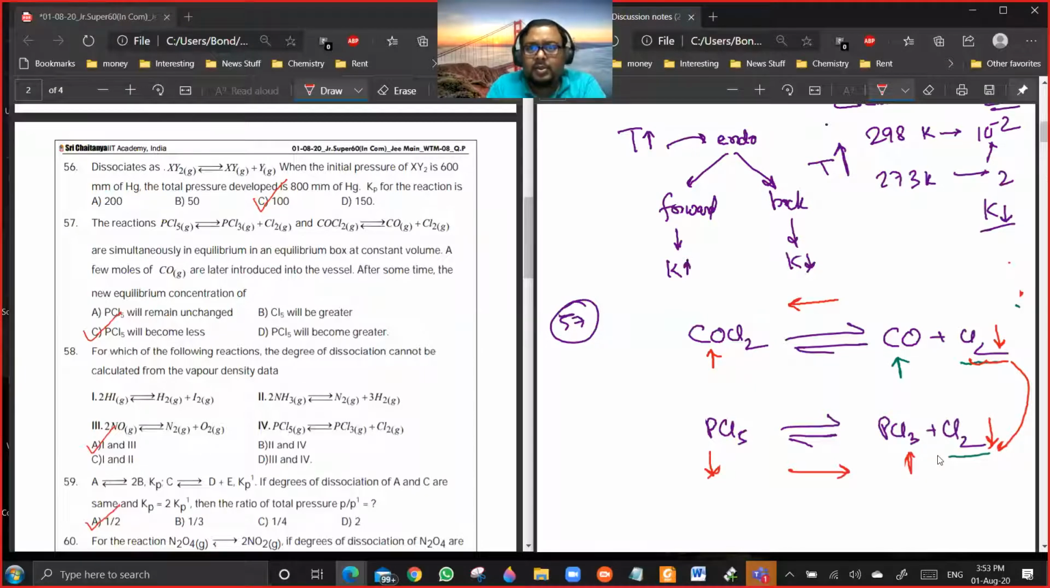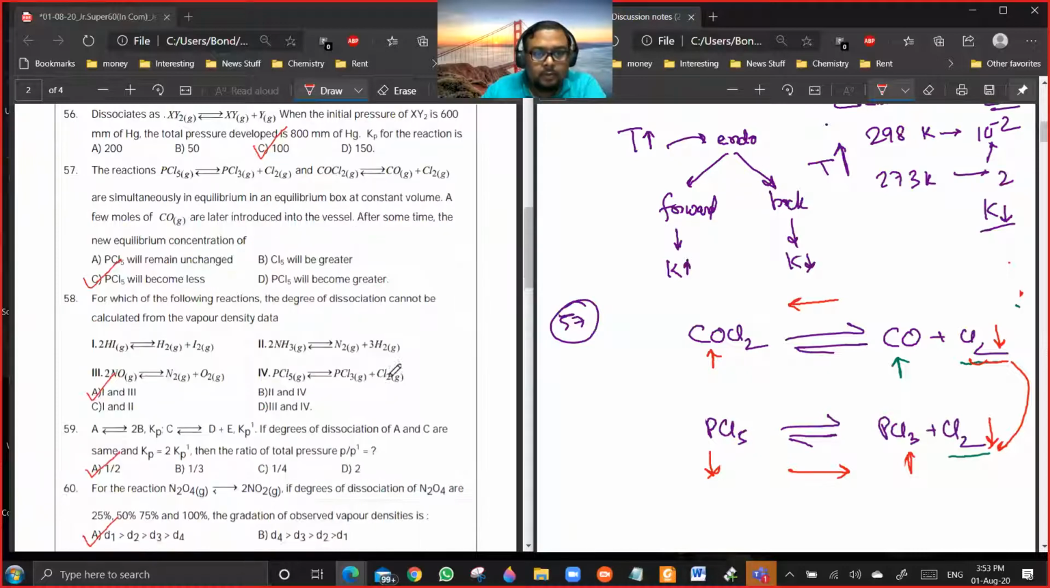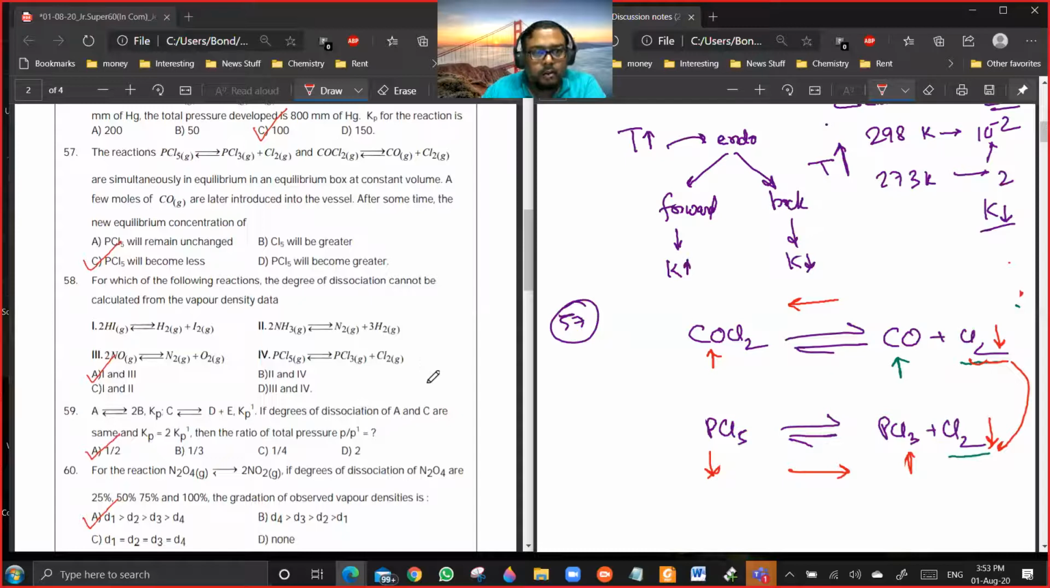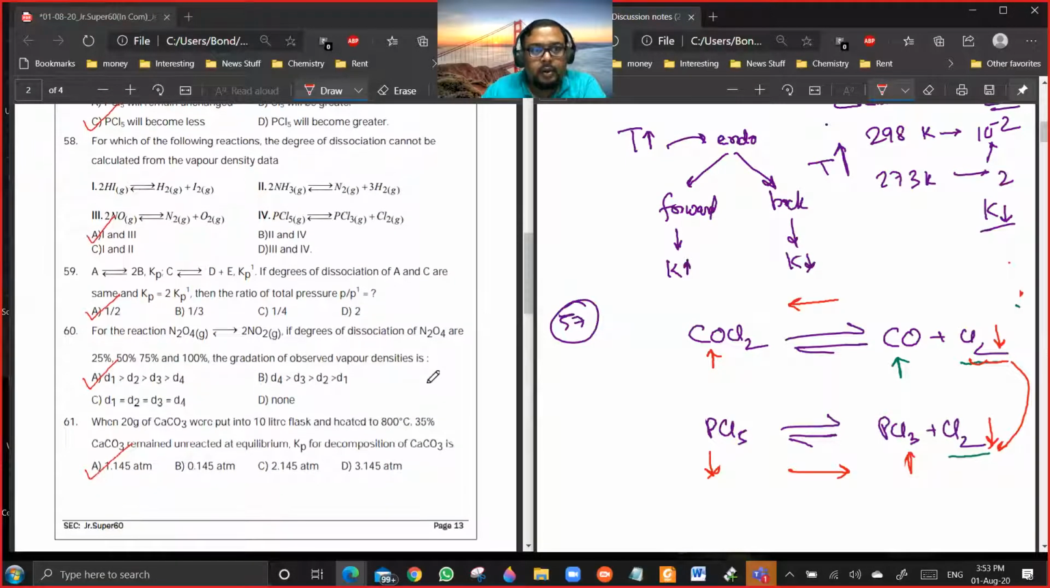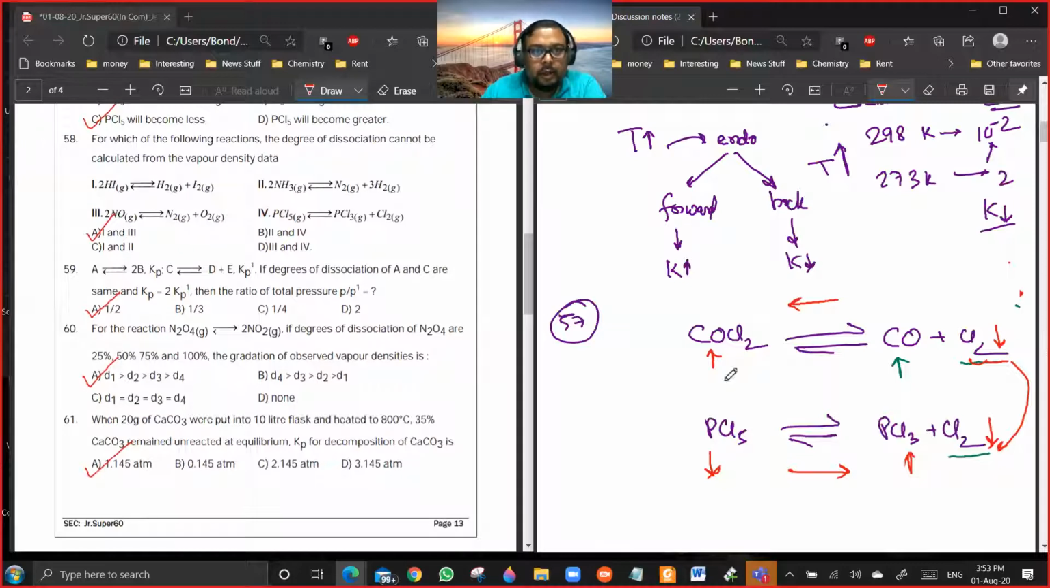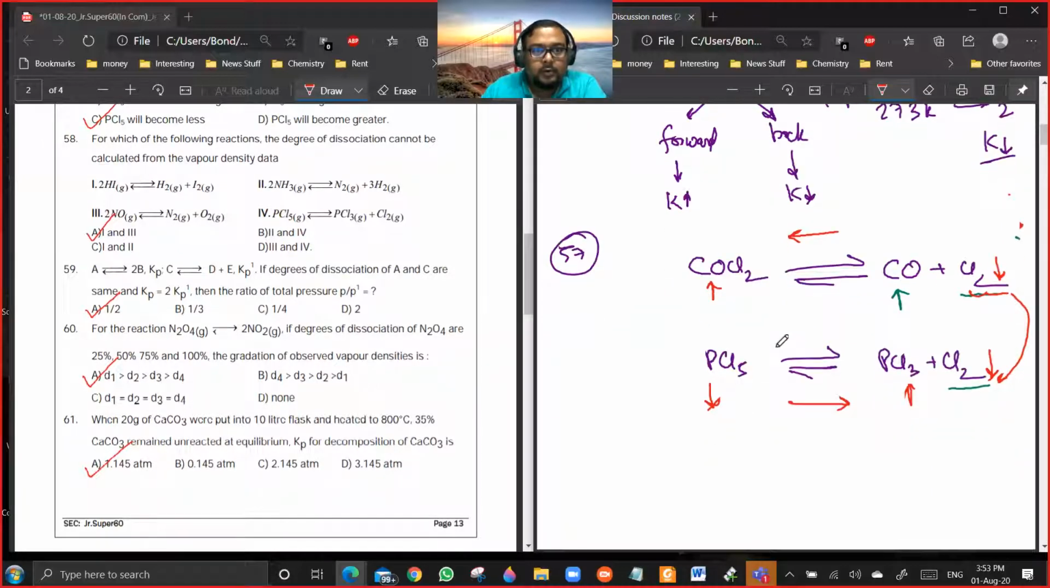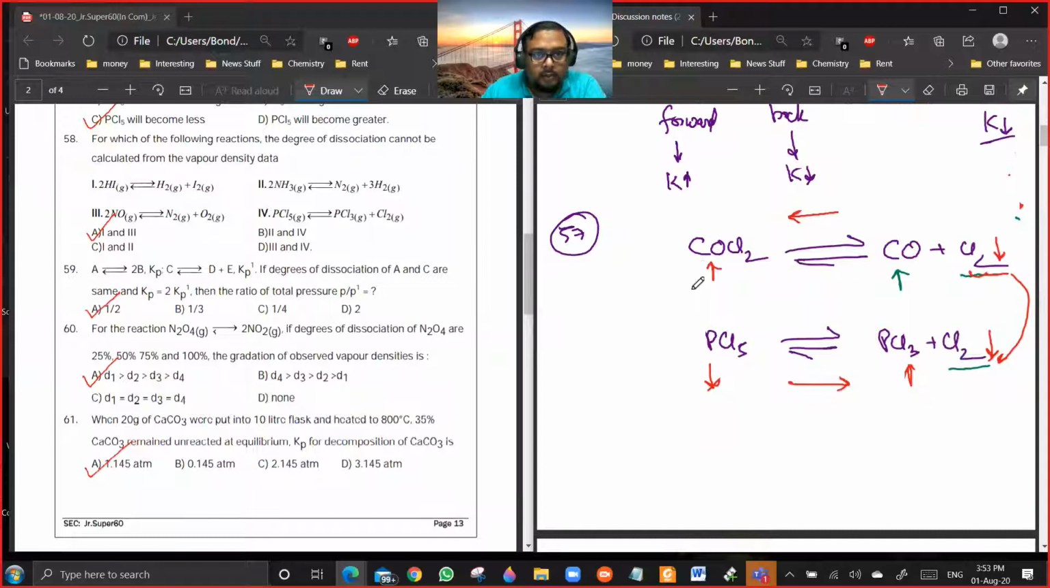I think we discussed this question on Friday itself, no? Okay, so this is the concept. There is nothing more there. So the answer should be C. 57 is C. Okay, after this, 58. 58, 59, 60, 61. Okay, so first 58.